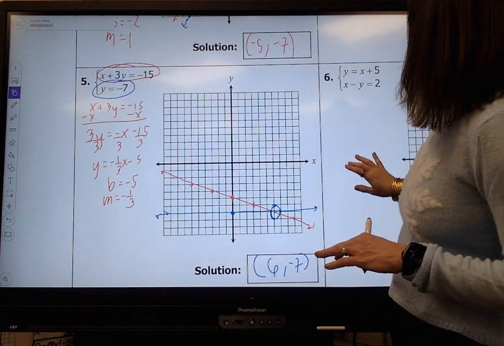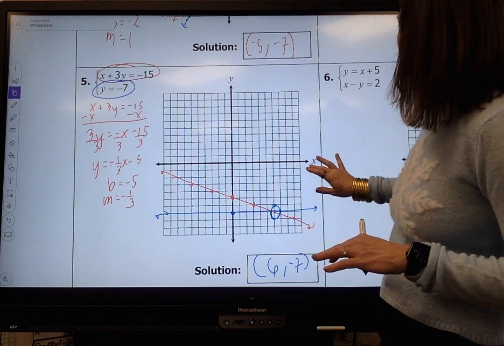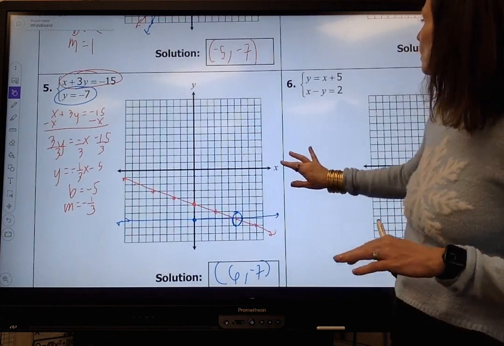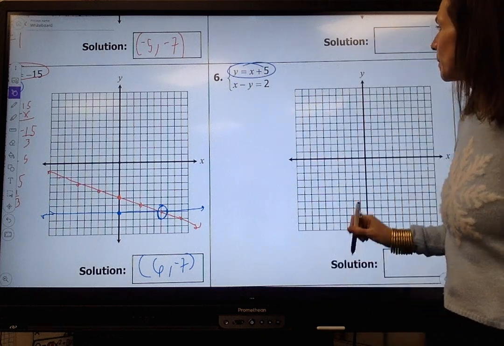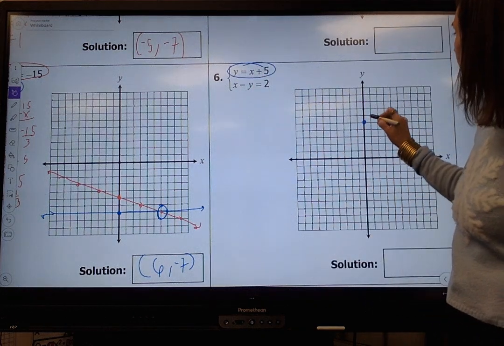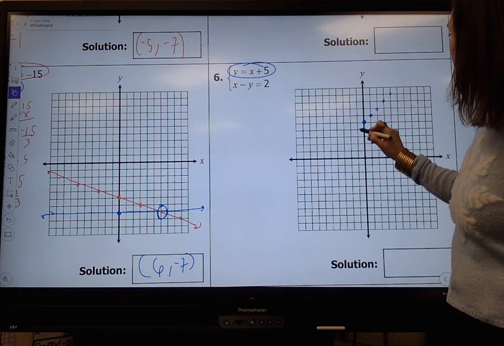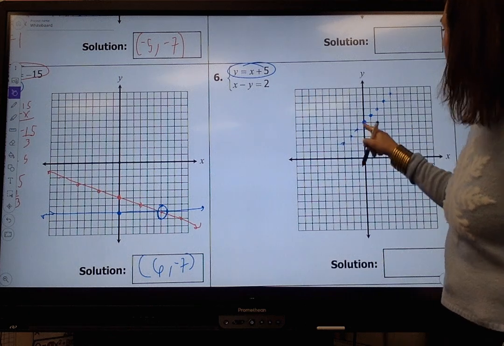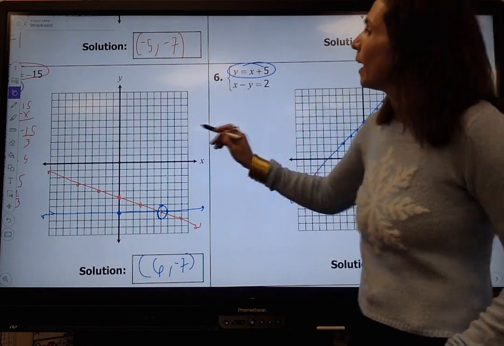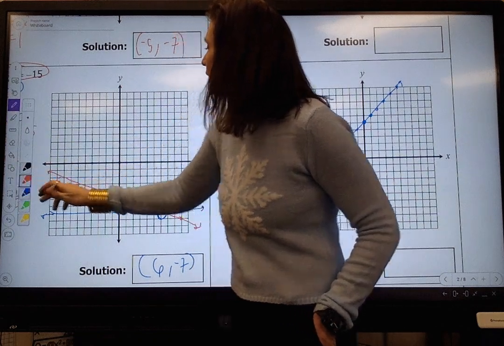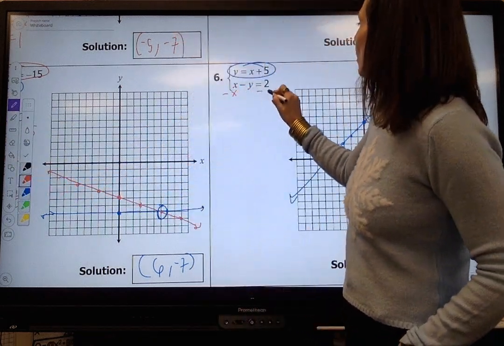Okay, let's look at number 6. Okay, this is already in y equals mx plus b form, so I'm going to graph it. My slope is 1. My beginning point was 5, and my slope was 1, so I'm going to graph that all the way through. And then I'm going to change this guy to red and get y by itself.